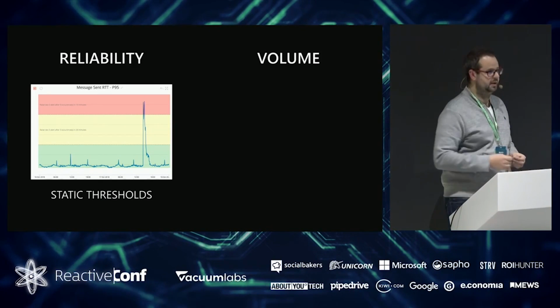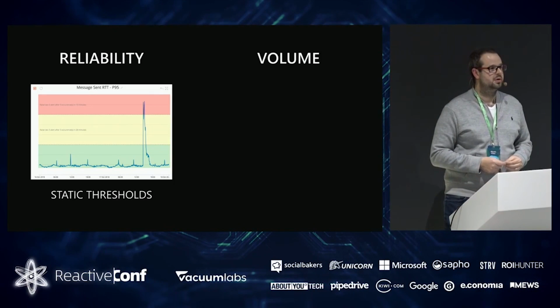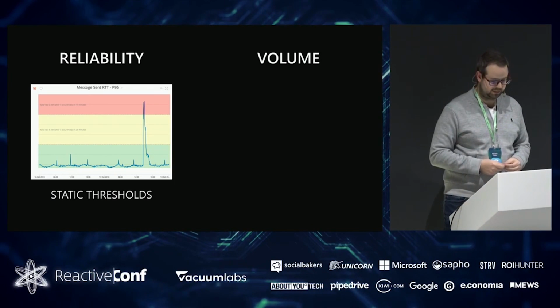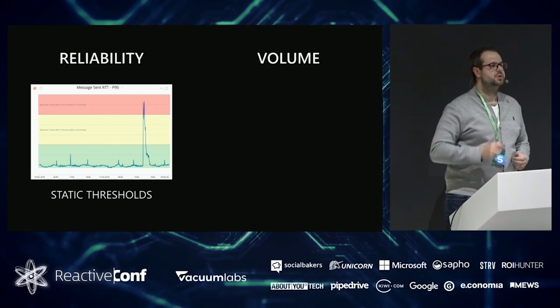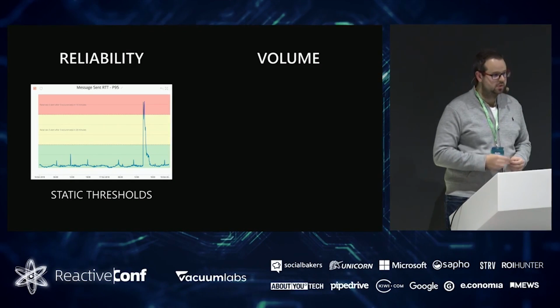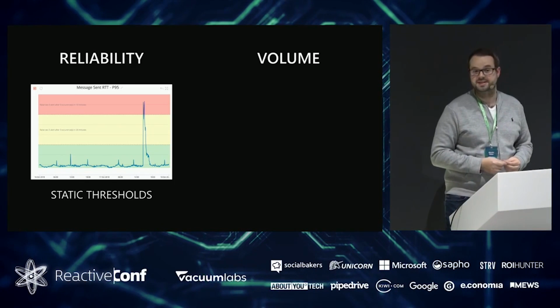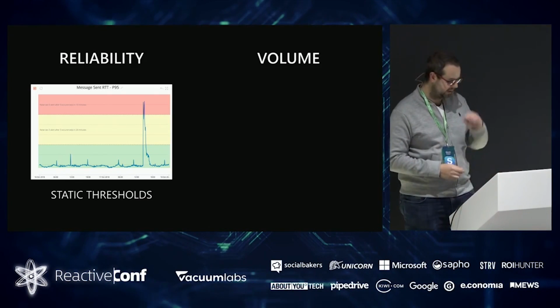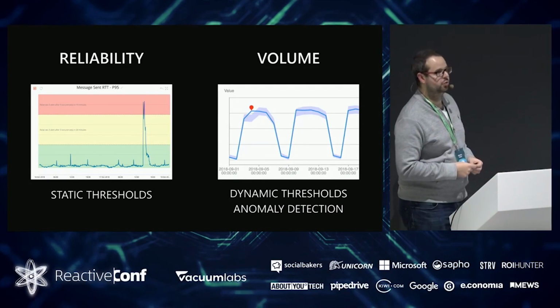So this is a real example. I just removed the numbers. This is a real example of an incident that we had a couple of weeks ago where the message sent round trip time actually spiked. Messages were sent too slowly. That crossed into the red threshold, which meant that an incident was automatically generated and somebody was called to actually come and fix it. Another type of metrics are volume metrics.